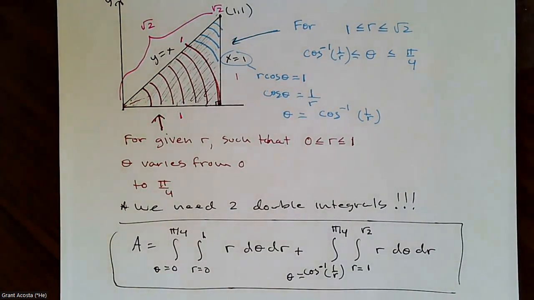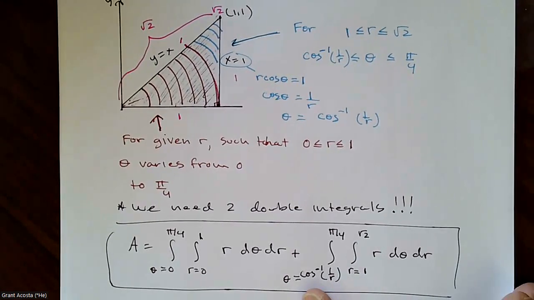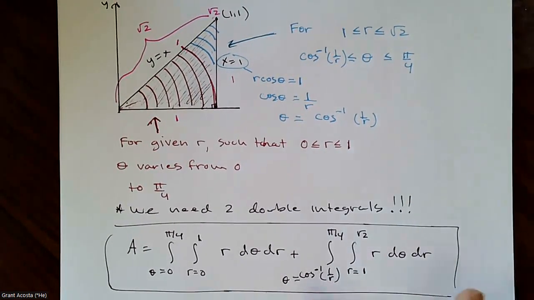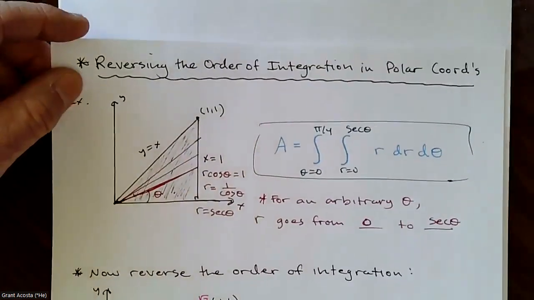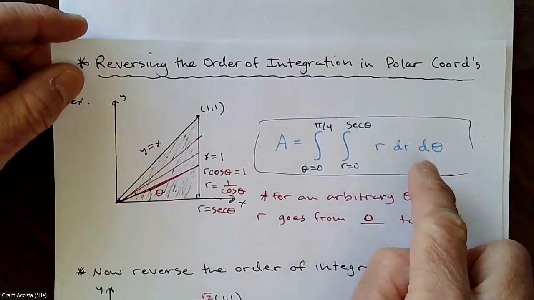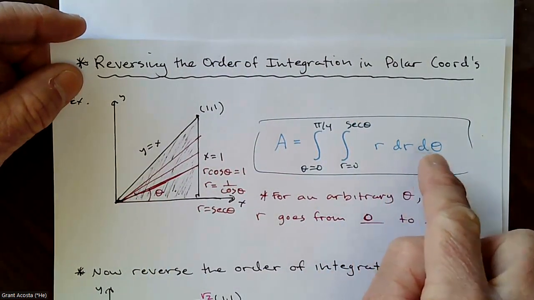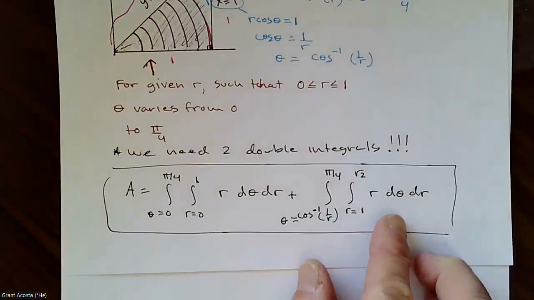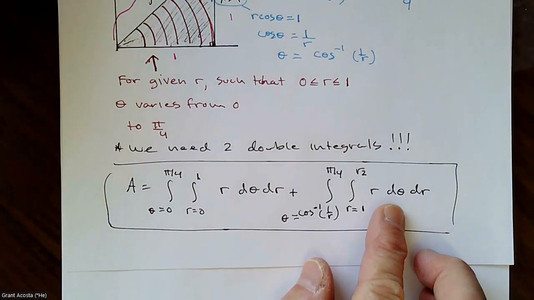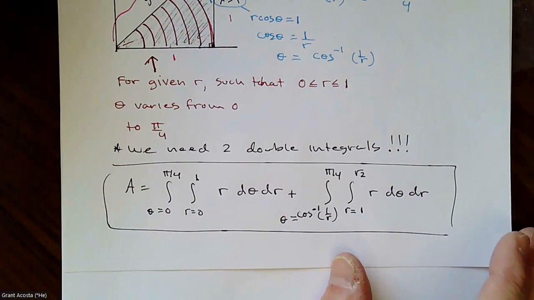And so one thing you see from this is that it is definitely, in most cases, easier to describe a region in polar coordinates as dr first and then d theta. Things get a little more complicated when you reverse the order. But that's what it looks like.